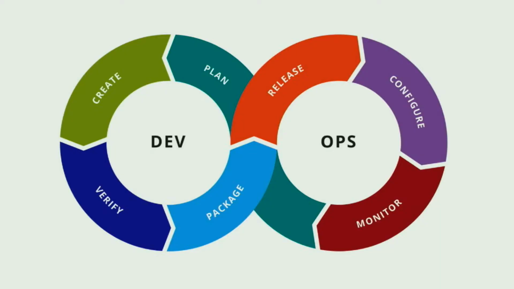Now, this diagram here, it's interesting. If you search for DevOps image, you get all sorts of these infinity symbol images, different variations. There's a logo here which is sort of based on that too. But what this basically highlights is operations was responsible for release, configure, monitoring, and planning for all the operational concerns. Development was responsible for creating, verifying, packaging the software, and planning for all the software development concerns.